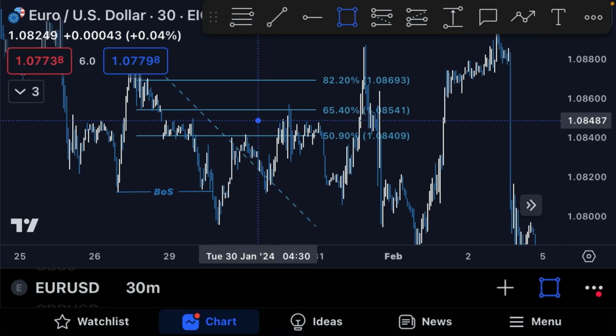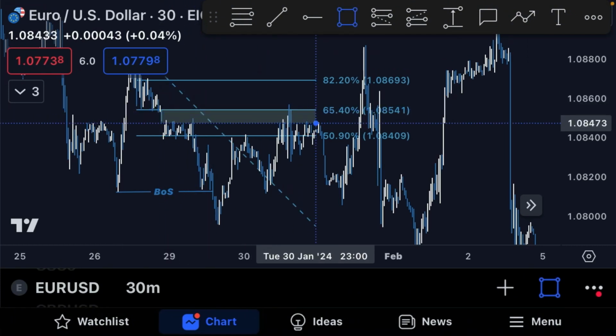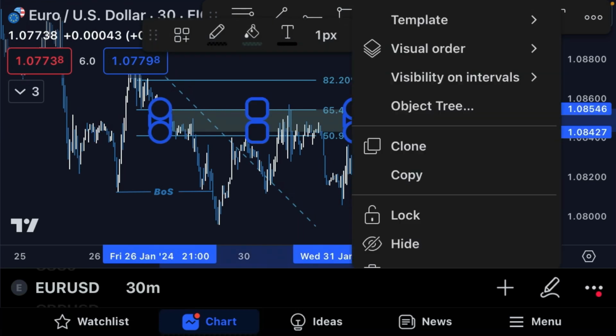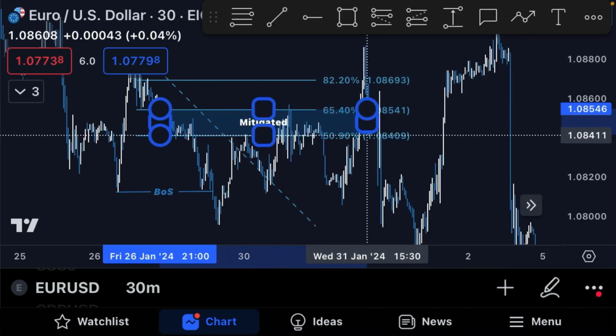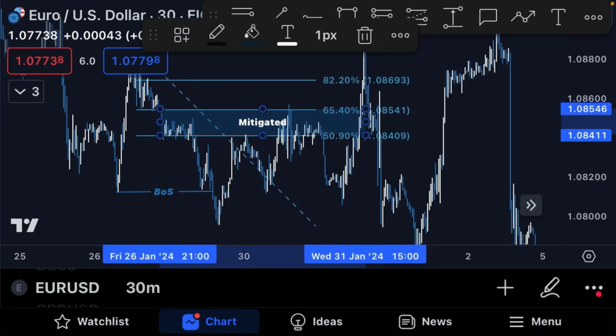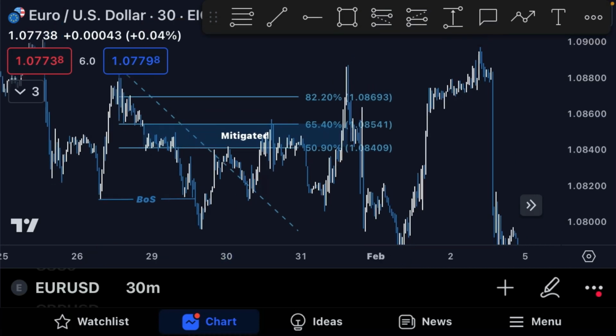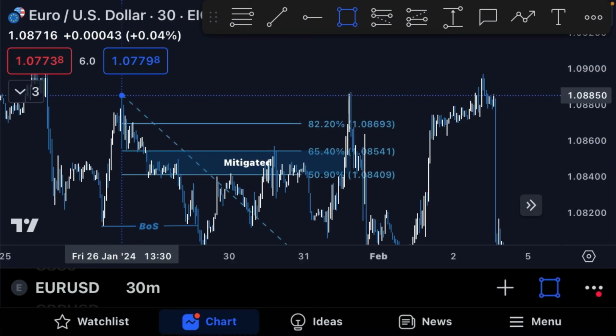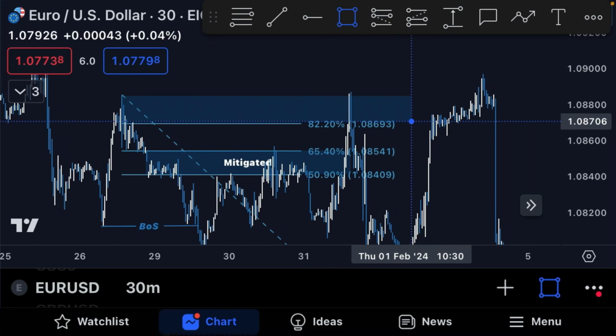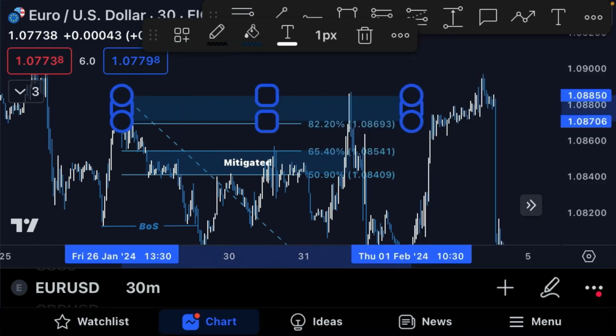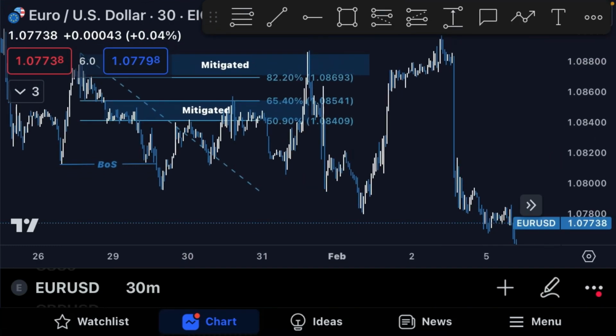So let's take that and say this has been mitigated. Let's call this a mitigated area. I'm also going to zoom to the lower time frames to check this out as well. This is also a nice mitigated area. So we're going to call both of these mitigated areas. That's a nice mitigated area.